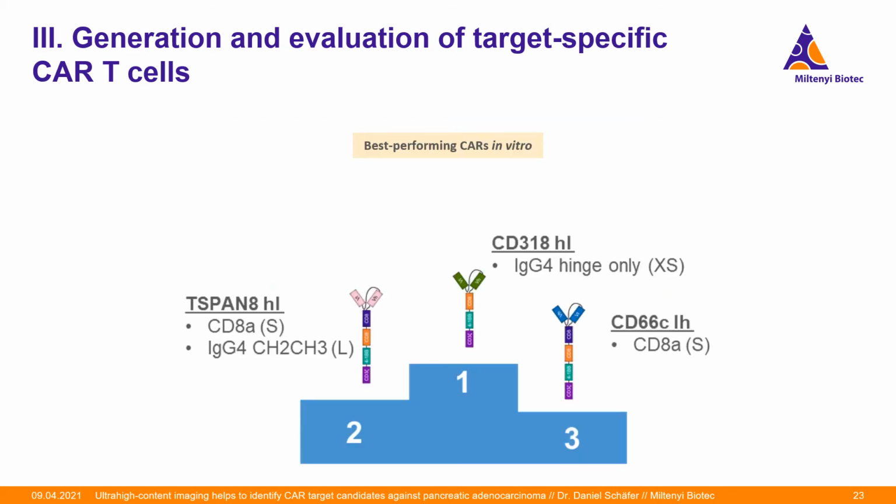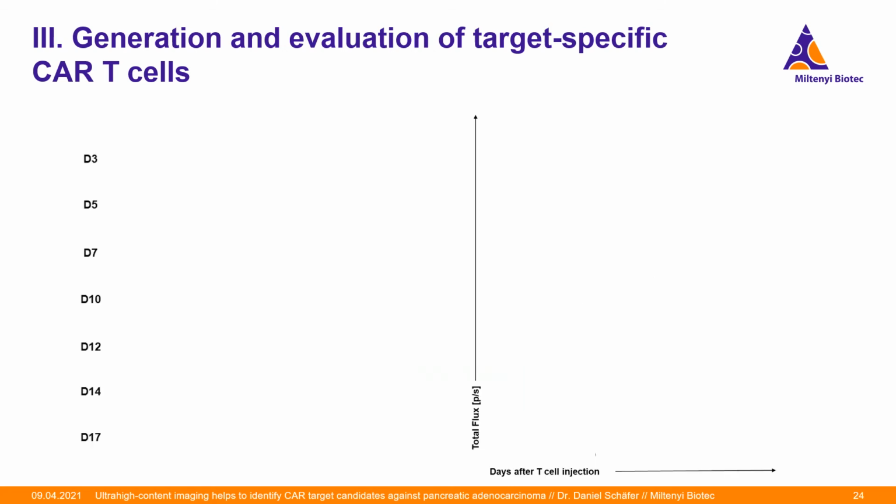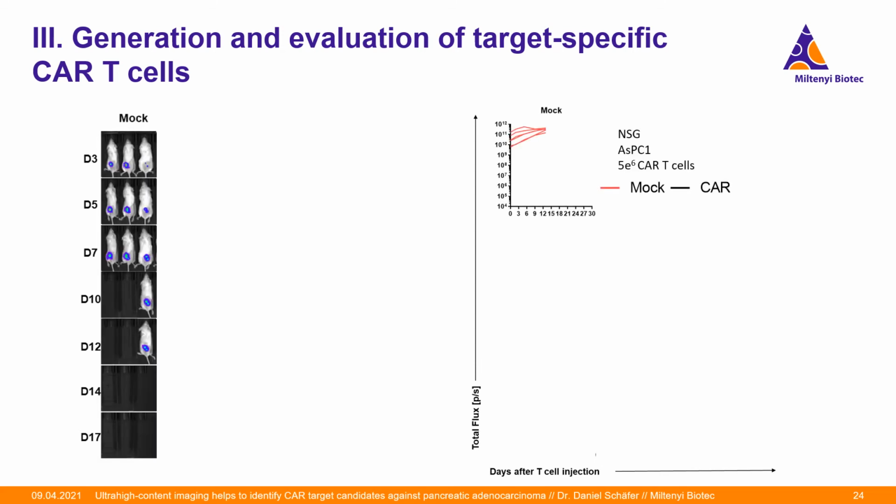For the other 3 target candidates, we were able to identify suitable CAR candidates. For T-SPAN8, we had 2 equally well performing CARs, and for the other 2, 1 each. As a next step, we wanted to test our CAR constructs now in vivo. And here you can see the results with the mice treated with untransduced mock T cells.